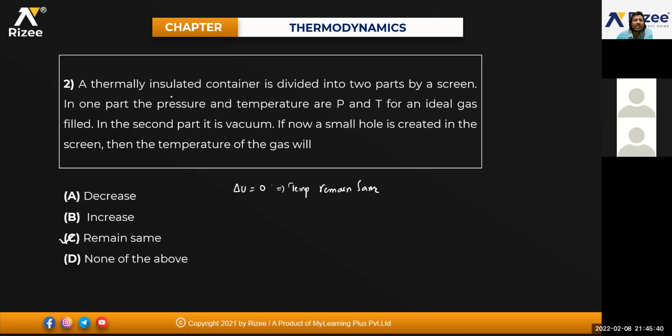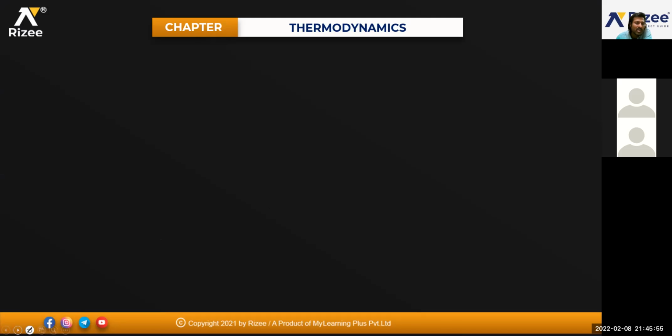Because it is thermally insulated, there will be free expansion of gas. For free expansion of a gas, there is no change in temperature, so internal energy will become 0.